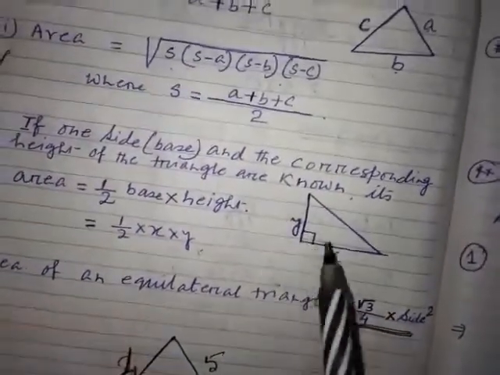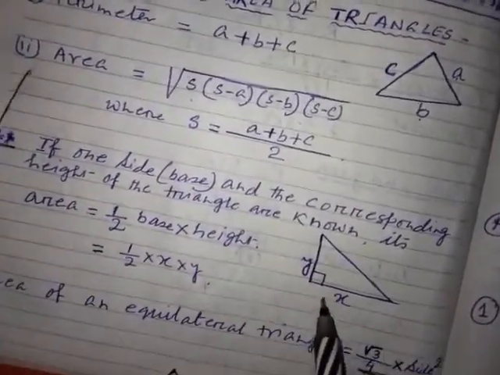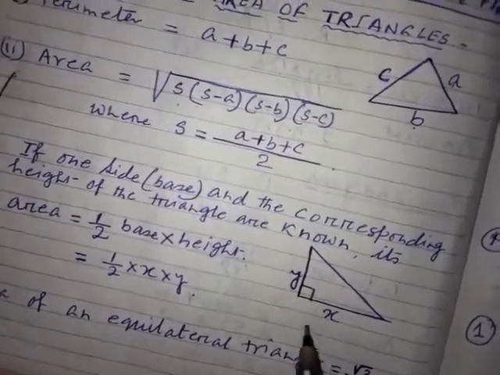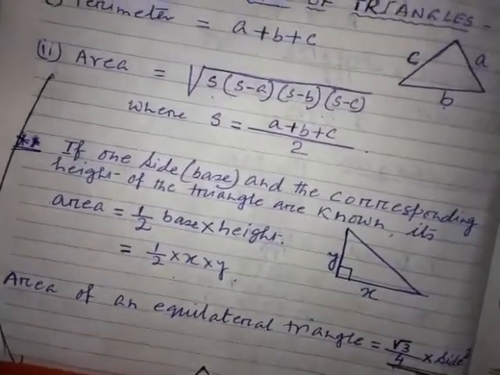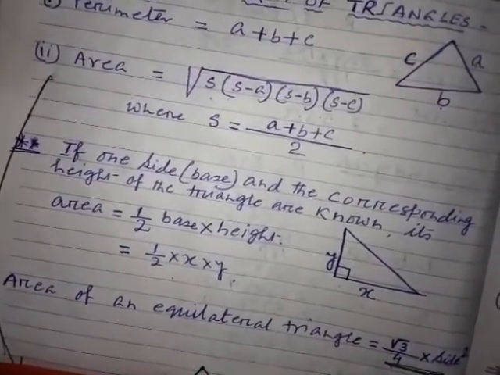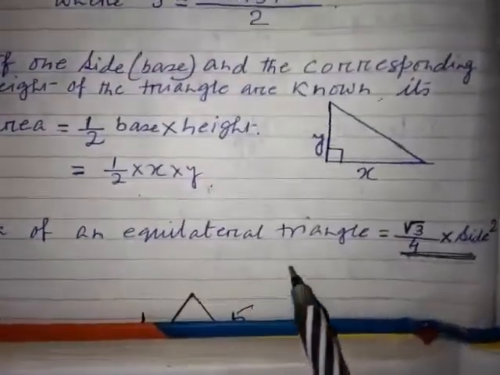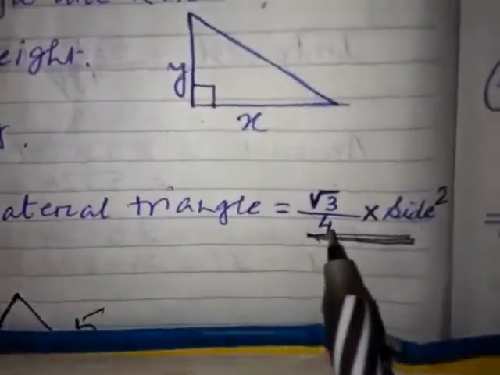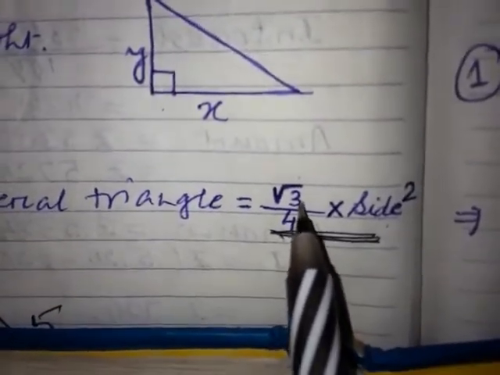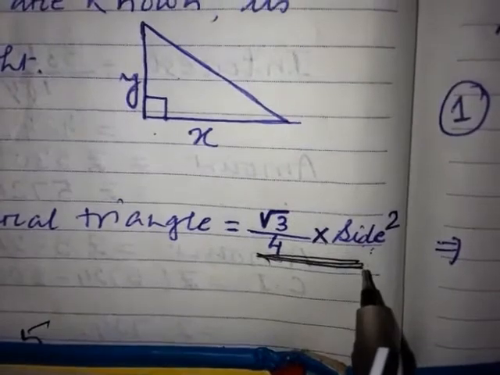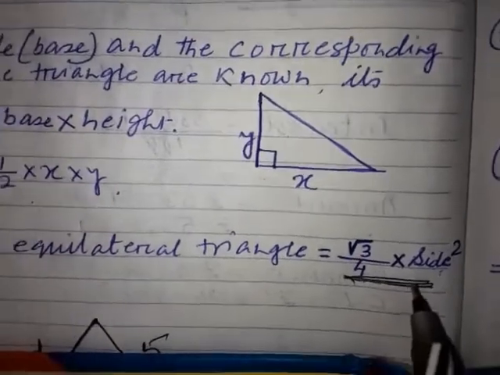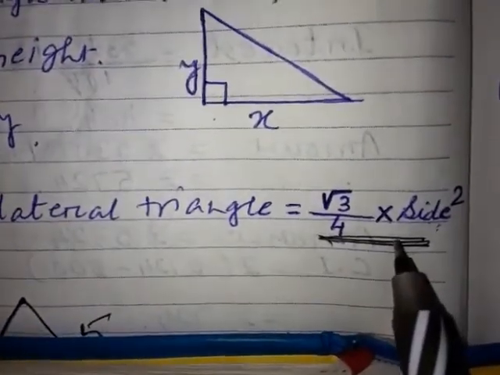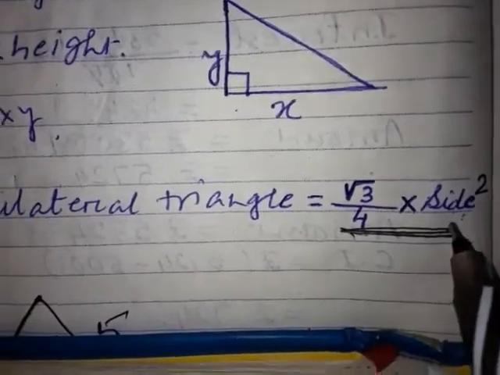Now how to find the area of a right angle triangle whose base and height are given? Half into base into height is already known to you. Today, one more thing I am going to discuss with you: the area of an equilateral triangle. The formula is: area of an equilateral triangle equals root 3 by 4 into side square. Please understand, this is a new thing I am going to teach you. You can see the area of an equilateral triangle in your book, or some teacher must have given you the formula, root 3 by 4 into side square.